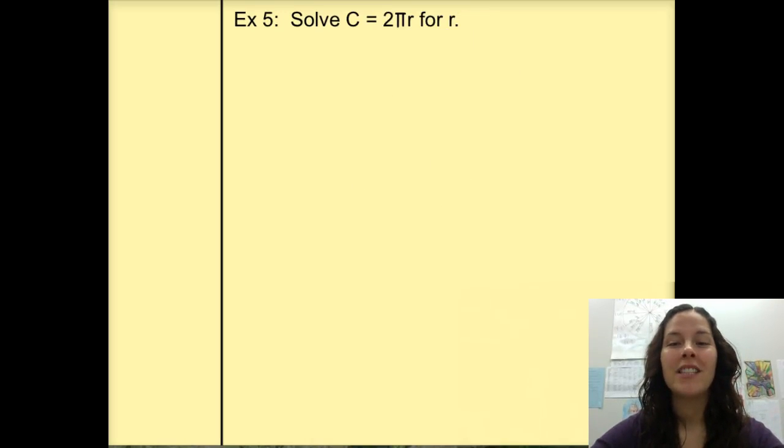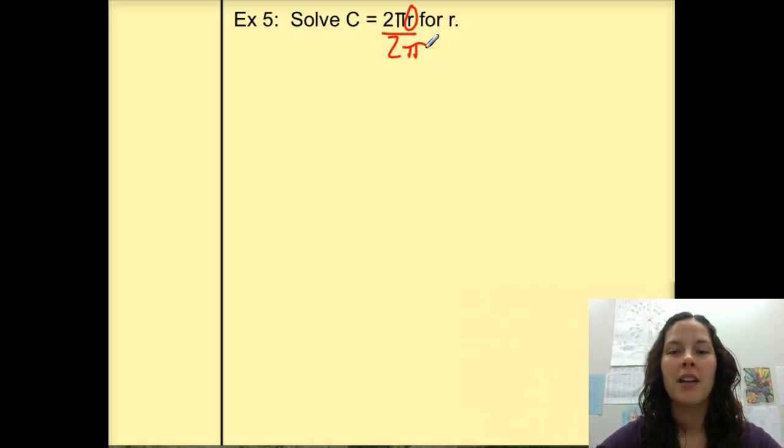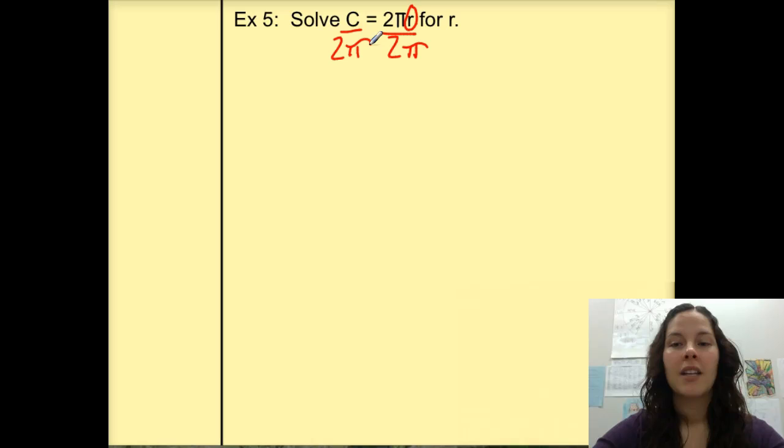One last example, this is the formula for the circumference of a circle. We want to solve for the radius. So notice we have the radius being multiplied by 2 pi. We can get this done in one step if we divide both sides by 2 pi. So our radius is equal to the circumference divided by 2 pi.